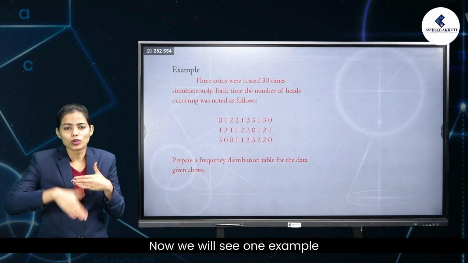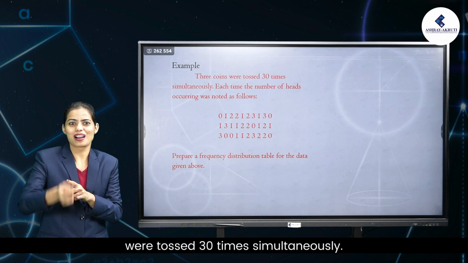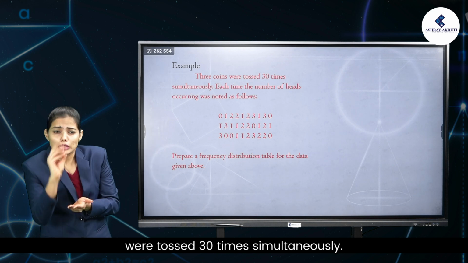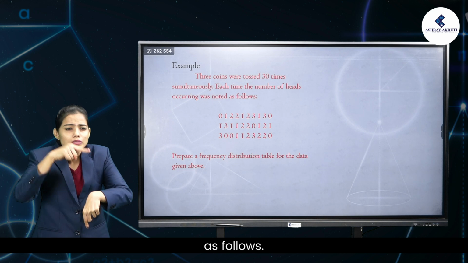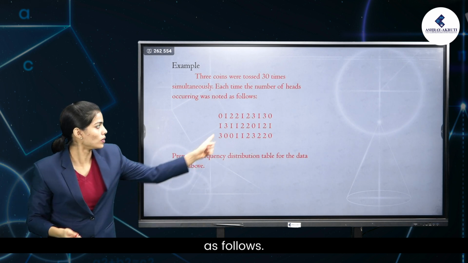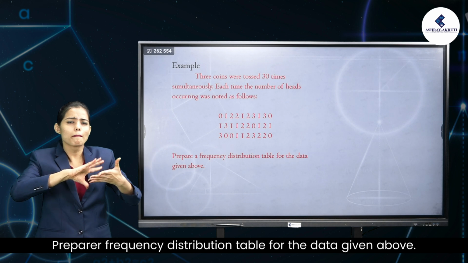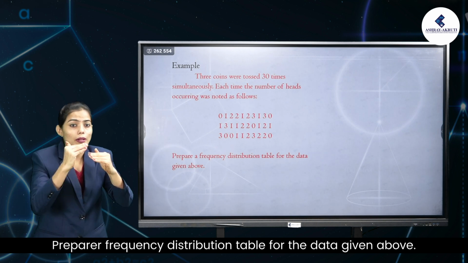Now we will see one example. 3 coins were tossed 30 times simultaneously. Each time the number of heads occurring was noted as follows. Prepare a frequency distribution table for the data given above.